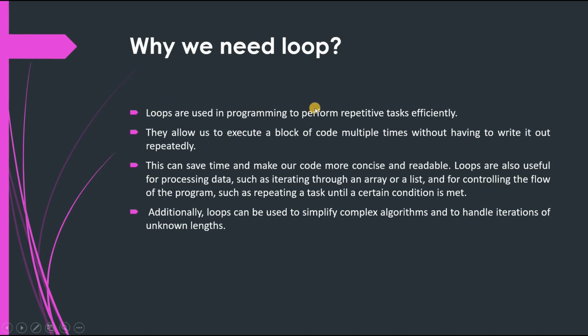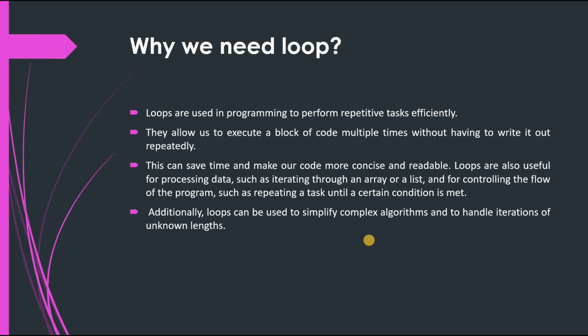Actually, loops are used in programming to perform repetitive tasks efficiently. If you want to execute a repeated task, you can move to the loop. From this, you can reduce the time. This allows us to execute a block of code multiple times without having to write it out repeatedly. We don't need to write repeated code. We can use and reuse the code. This can save time and make our code more concise and readable. We can easily read our code by reducing the lines of code.